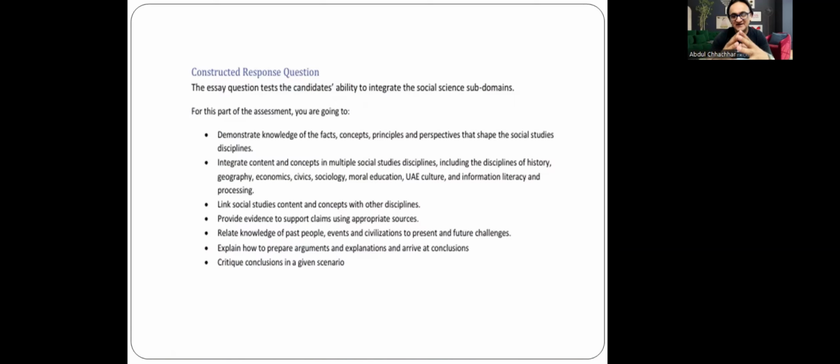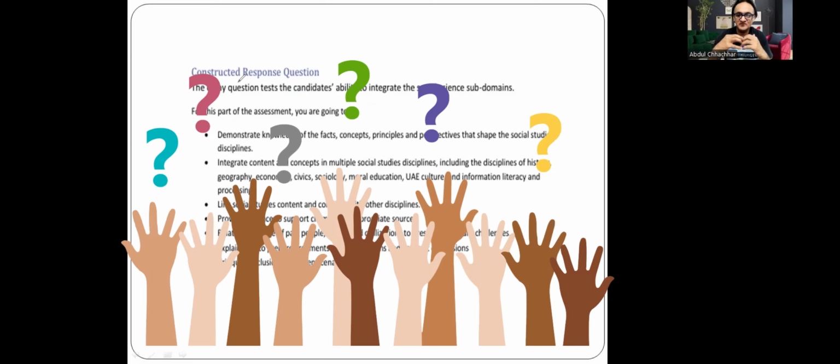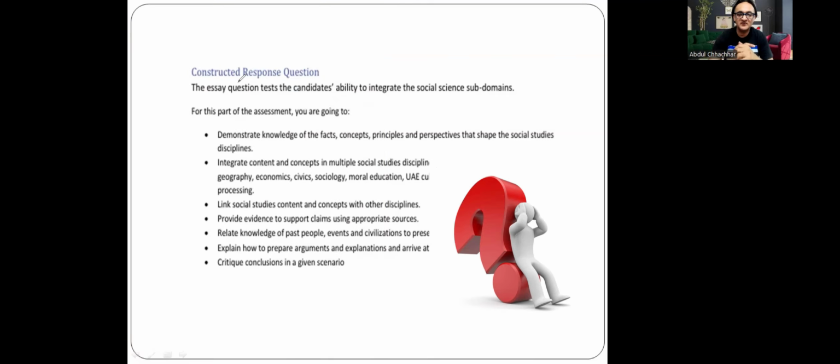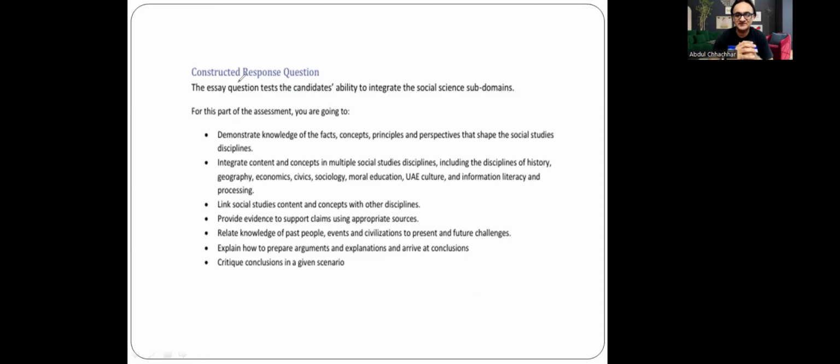So first we need to understand what exactly the examiner wants from us. Because we think only about the constructive response lesson plan. We have to design a lesson plan. Is it the same lesson plan that you are designing in the school? Is the examiner looking for the format? What exactly do we need to do? This is the main question. I think all of you have the same question.